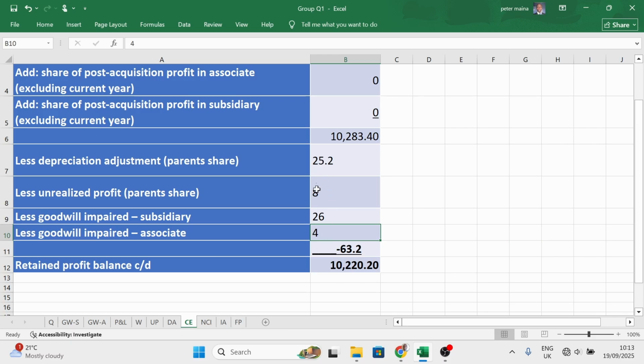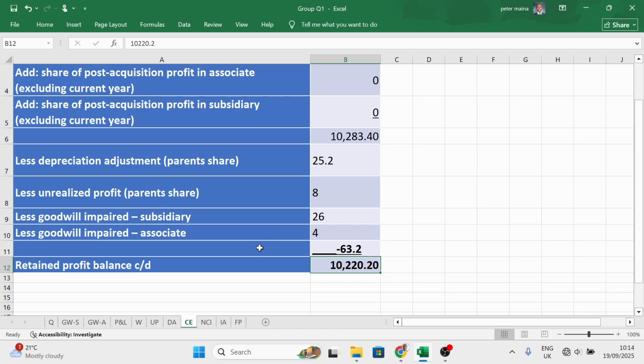So once you add these 4 items, 25.2 plus 8 plus 26 plus 4, they will give you 63.2. And then you deduct 63.2 from 10,283.4. It is going to give you 10,220.2, which is the retained profit balance carried down. So this figure will be taken to the statement of financial position under the equity section.